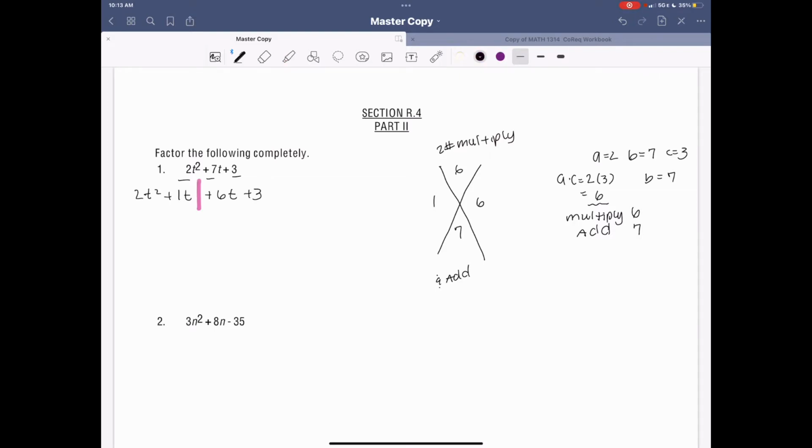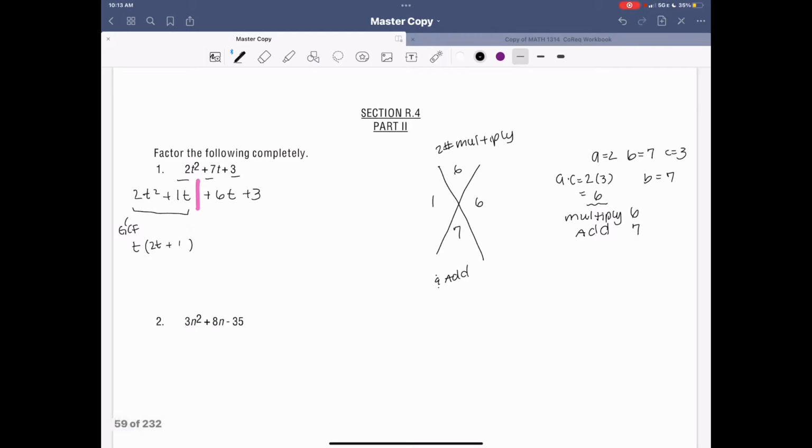So now I need to find the GCF in the first group. The GCF is what I'm looking for, and in this case, it's 2. So I divide by 2. So 2t squared is going to give me 2t. And then 1t divided by t is going to give me 1.